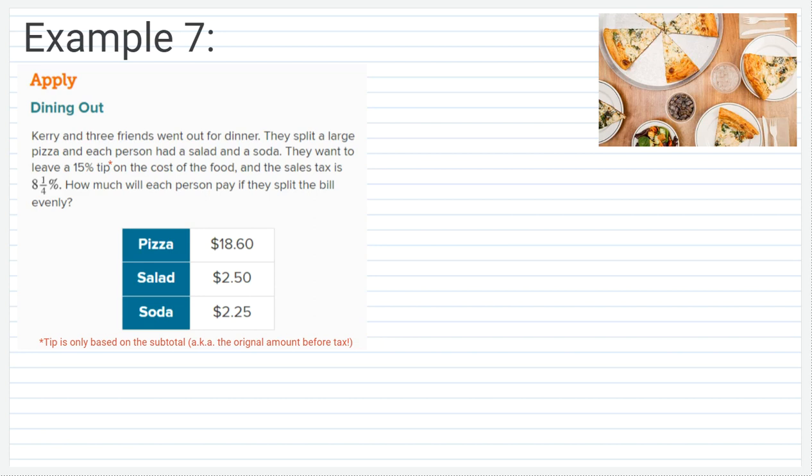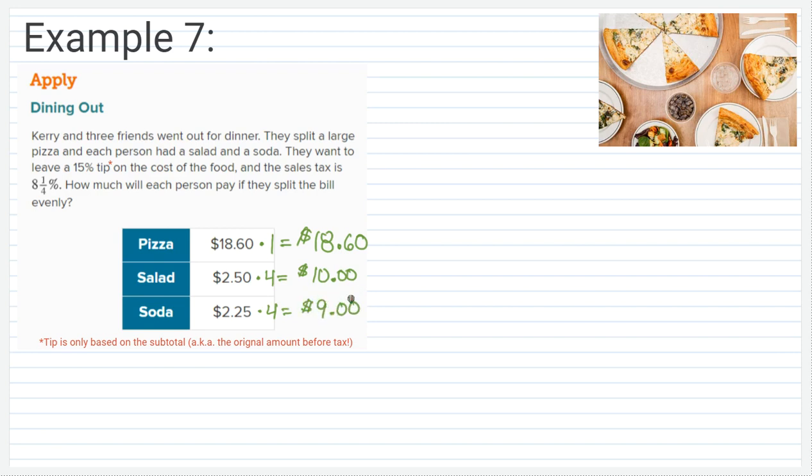So it says that they shared the pizza. So that is just going to be that cost. It's just $18.60 times 1, because again, they only got one pizza to split. Now, each person is getting a salad and each person's getting a soda. Carrie and 3 friends, that tells us that there's 4 people. So we're going to multiply that by 4. So $2.50 times 4 is going to give us $10. And then $2.25, again, times 4, because each of them ordered a soda, that is going to be $9.